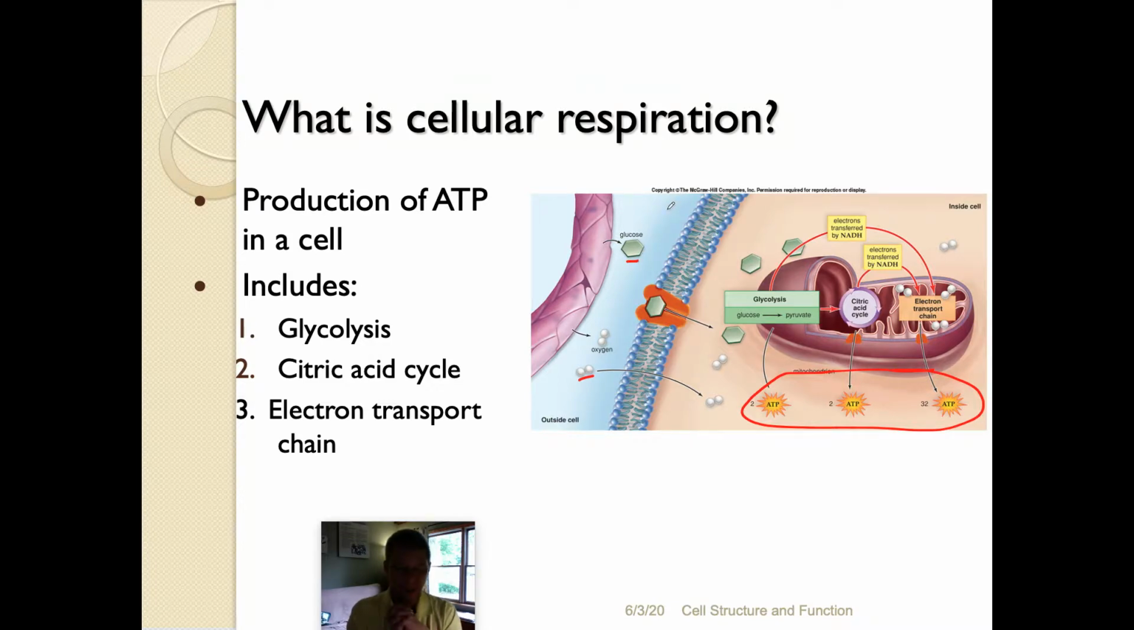So that is the process of cellular respiration. The oxygen comes in. What's the waste product? Carbon dioxide. The carbon dioxide is released actually from the citric acid cycle part of this.